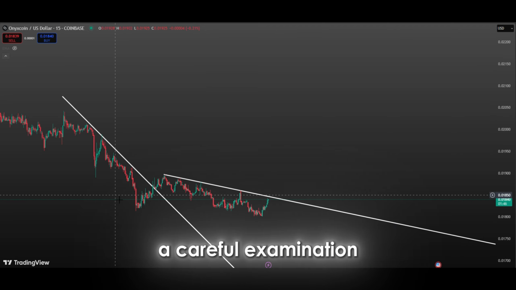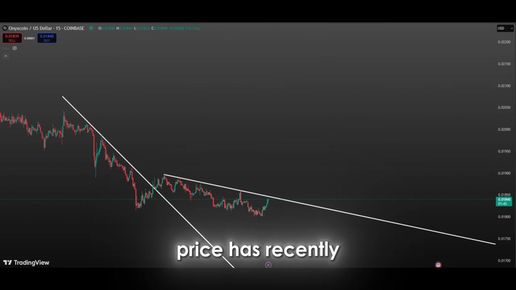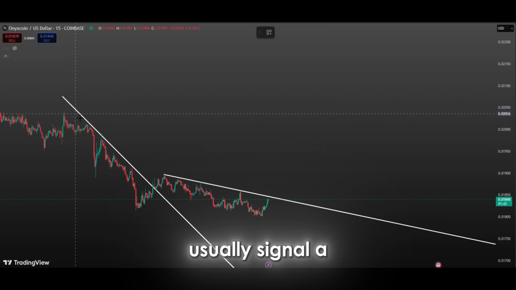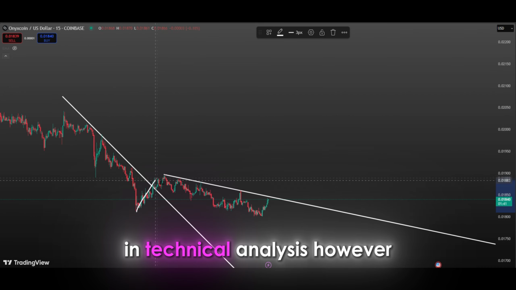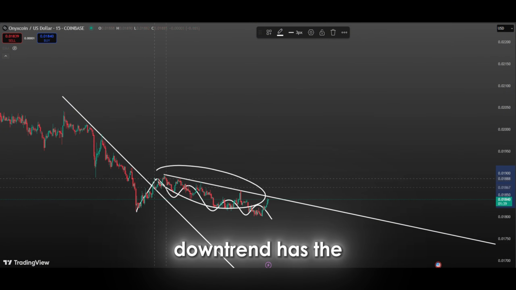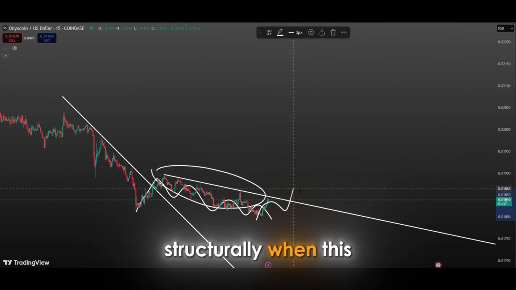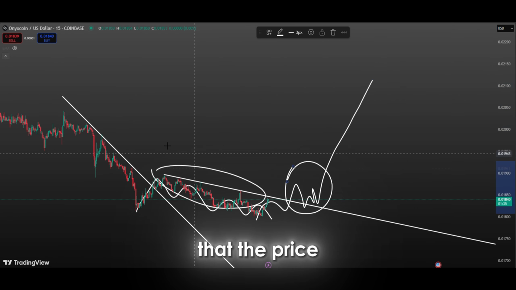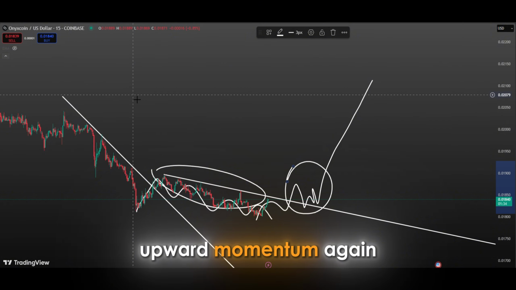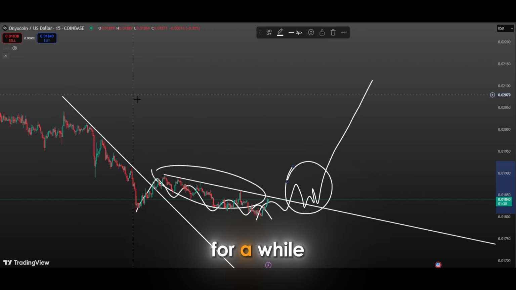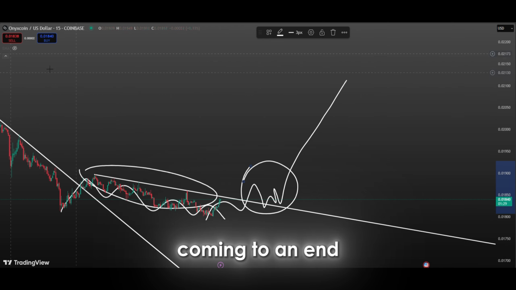A careful examination of the chart shows that the price has recently formed a new downtrend structure. Such falling trend structures usually signal a certain correction process in technical analysis. However, what should be emphasized here is that this downtrend has the potential to break structurally. When this potential breakout occurs, it becomes a highly probable scenario that the price will move with strong upward momentum again. This is because falling trend lines are technical structures that indicate that the price has been under pressure for a while, but that this pressure is now coming to an end.